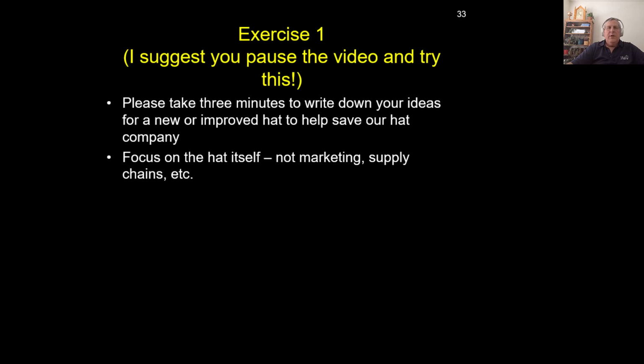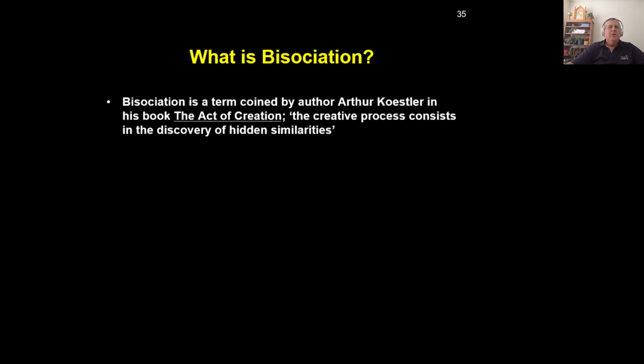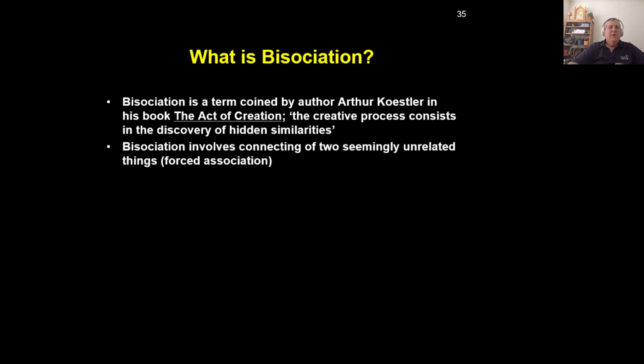All right, so if you've done that, count how many ideas you've had and just circle. You know, you had 5, 7, 10, 20, whatever your number was, however many ideas you had. So let's return to what is bisociation. I believe the term was coined by Arthur Koestler in his book, The Act of Creation, where it's the creative process consisting of discovery of hidden similarities. Basically, it involves connecting two seemingly unrelated or random things, forcing an association where it's not obvious.